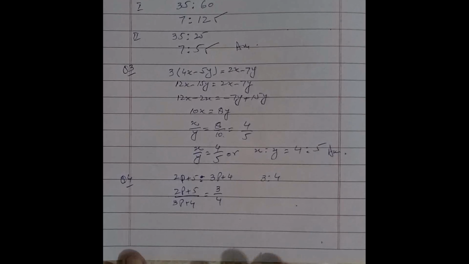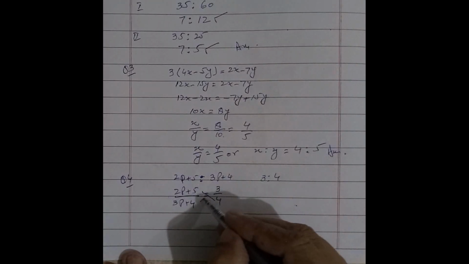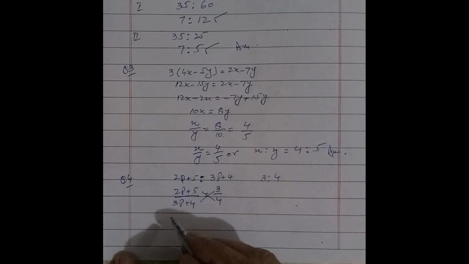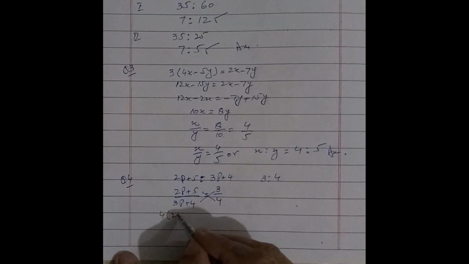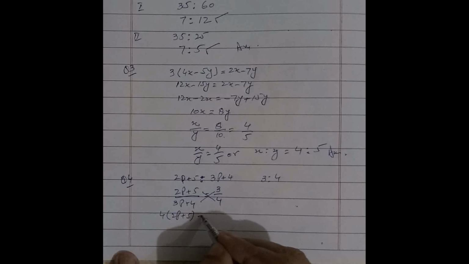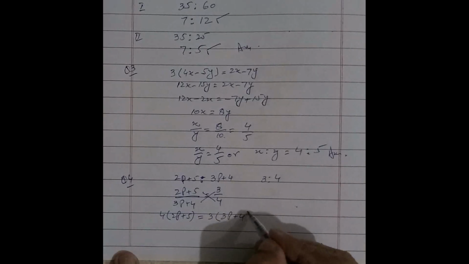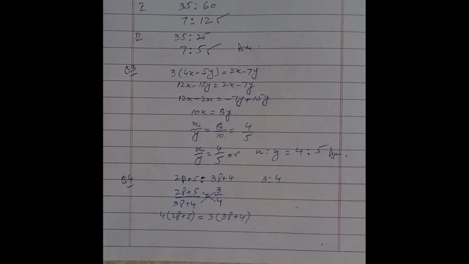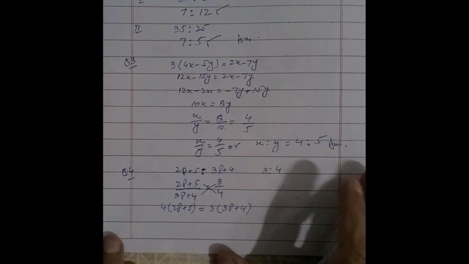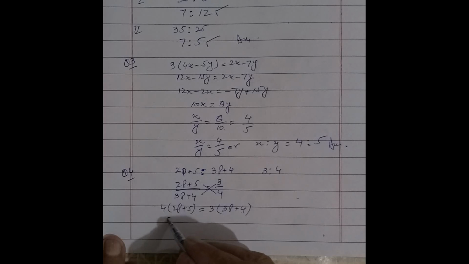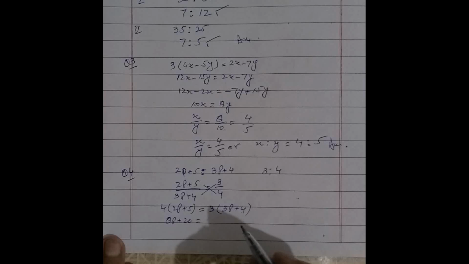At this stage we cross multiply both the values. 4 multiplied by these values, 4 into (2p plus 5) is equal to 3 into (3p plus 4). Now simplify these values. We get 2 4s are 8p plus 4 5s are 20 is equal to 3 3s are 9p and 3 4s are 12.